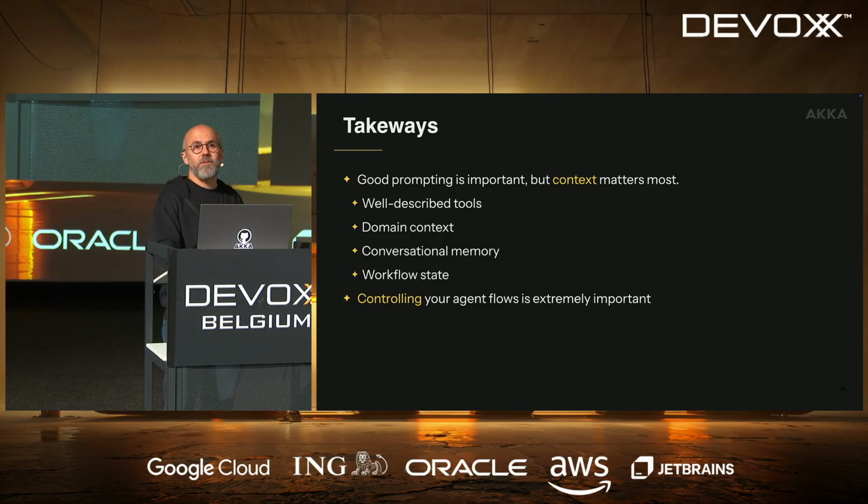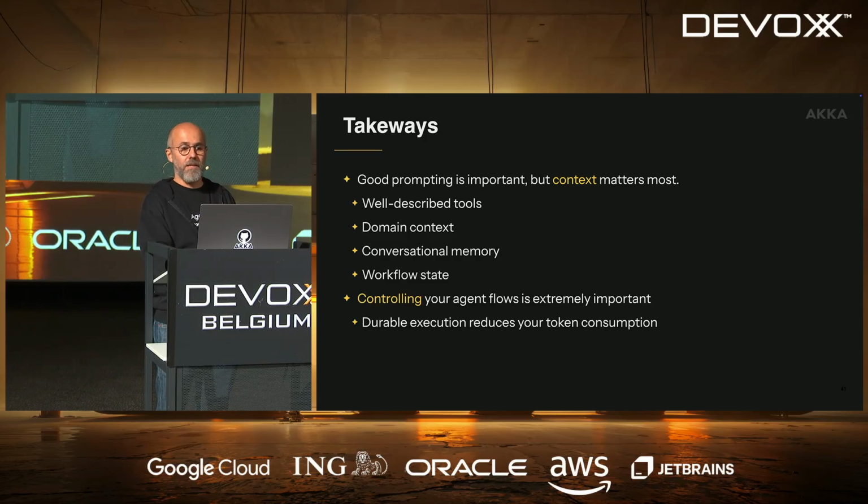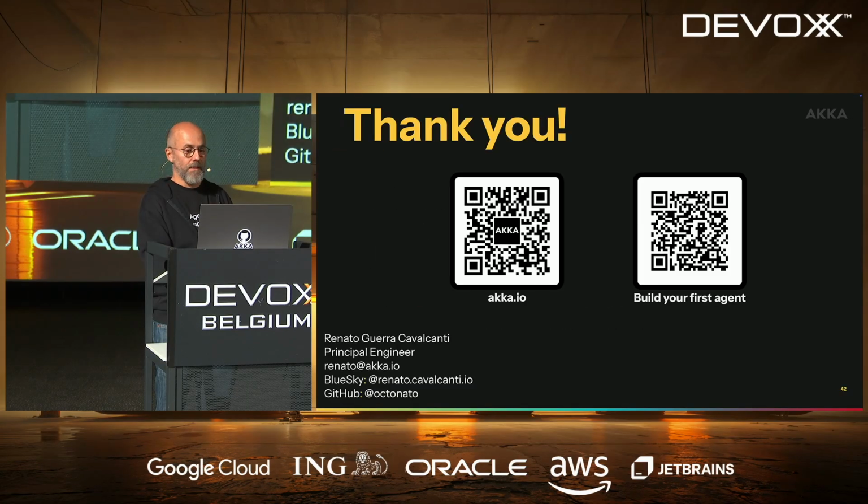But most important, you need to have that under control. You need to control your agents. You need to know what they're doing. You need to have them monitored, to have traceability, of course, but you need to build systems that are resilient and under your control, because they will cost you LLM tokens. And durable execution will really cut token consumption, because you don't need to repeat work when things break.